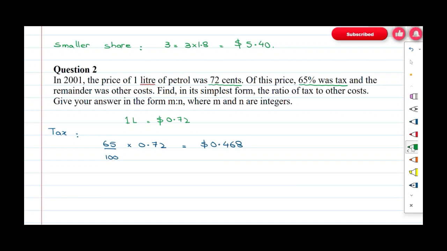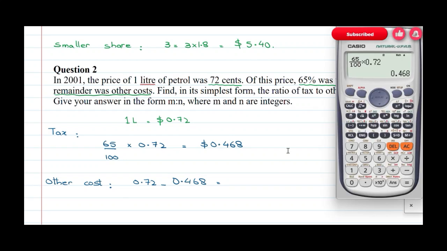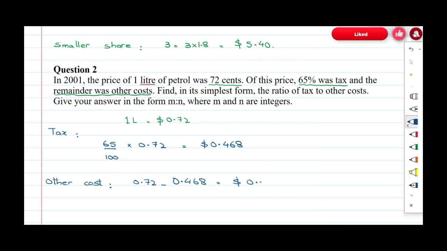And the remainder, they said, the remainder was other cost. So what is the other cost? To get the other cost, the remainder is the other cost. It means from the total price of 1 liter of fuel, you have to subtract the tax price and you will get the other cost. Okay, let me calculate the other cost. 0.72 subtract the answer, which is 0.468, gives $0.252. That is your other cost, right?